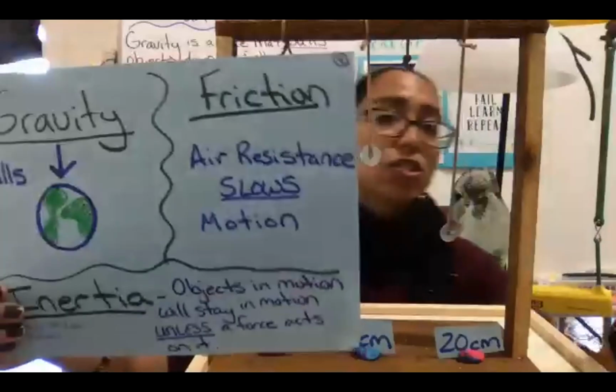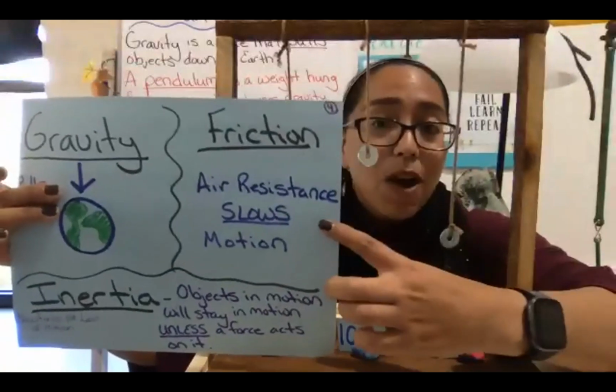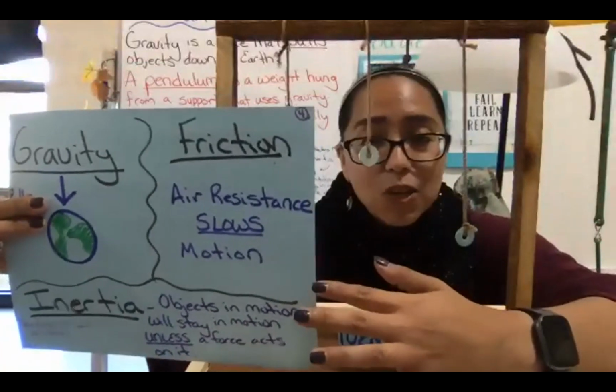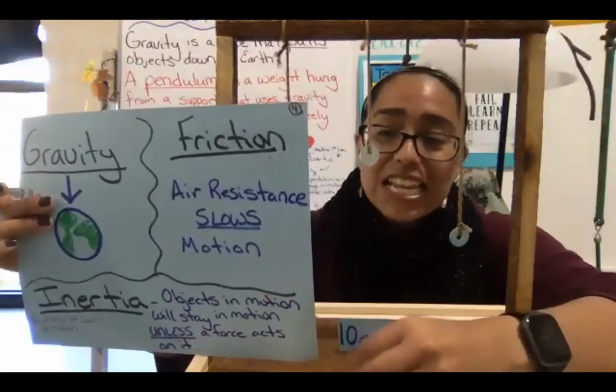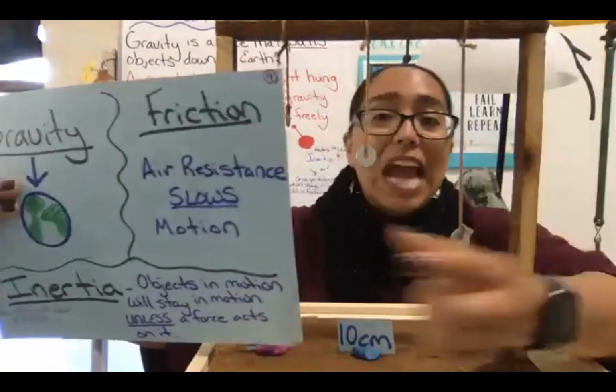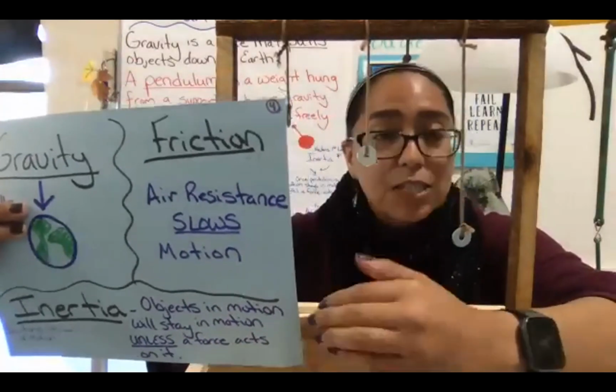Now, it will eventually stop moving because of gravity trying to pull it down, but also there's some friction. So friction is a force that slows motion down. In this case, the washer is encountering some air resistance that is trying to slow it down as it's moving.